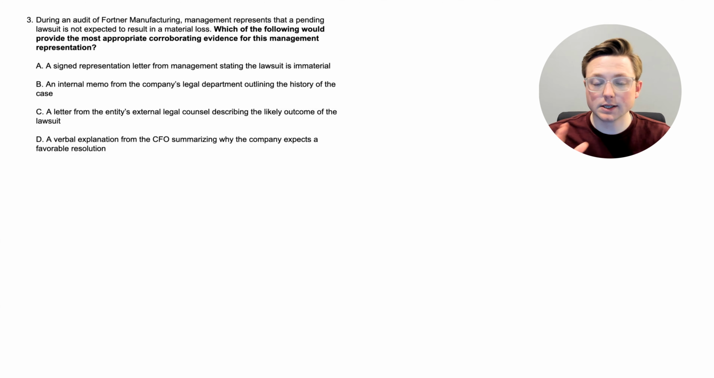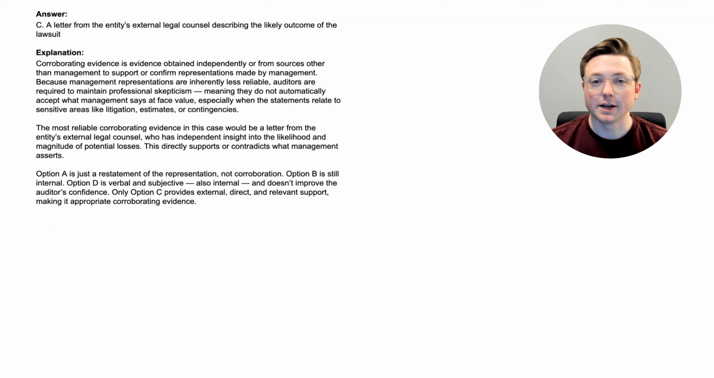So again, which one of these is going to be the best corroborating evidence for this representation? You probably already know the correct answer, honestly, by me reading through those. But if you need to, pause the video, think through this, and when you're ready, come back, we'll look at the answer together. All right, here we are. The answer is C, a letter from the entity's external legal counsel describing the likely outcome for the lawsuit.